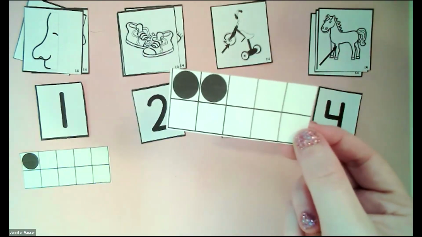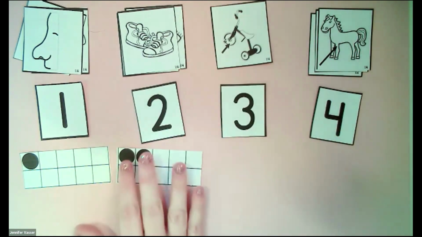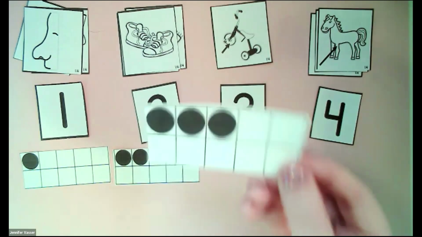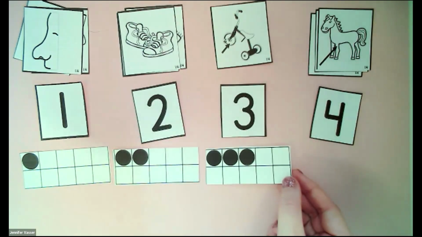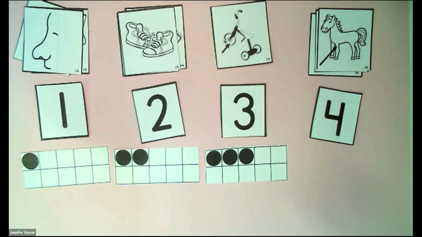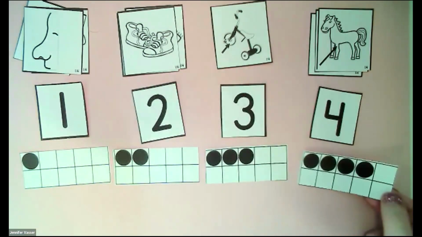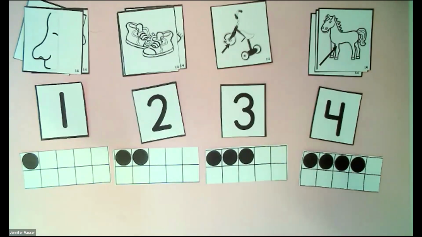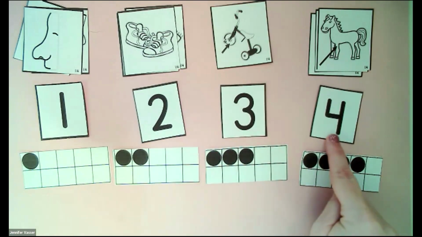What number does this 10 frame show? 2 dots. What number does this 10 frame show? 3 dots. And what number does this 10 frame show? 4 dots. Friends, you now know so many different ways to show a number. You have learned how to count and recognize and write the numbers 1, 2, 3, and 4.